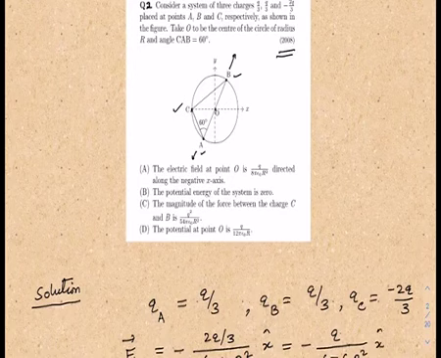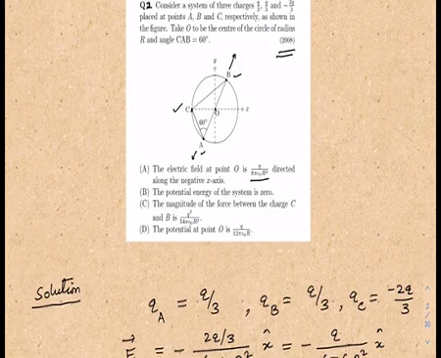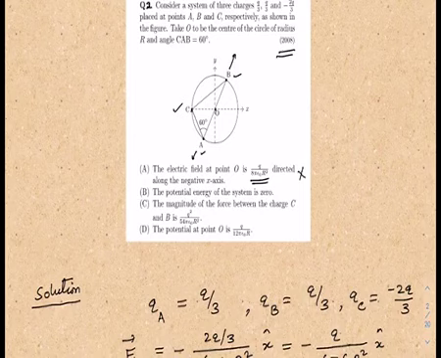Now if you see the option, it is directed along the negative x-axis, but the magnitude in the option is this much, while we are getting this. So option A cannot be the correct one.